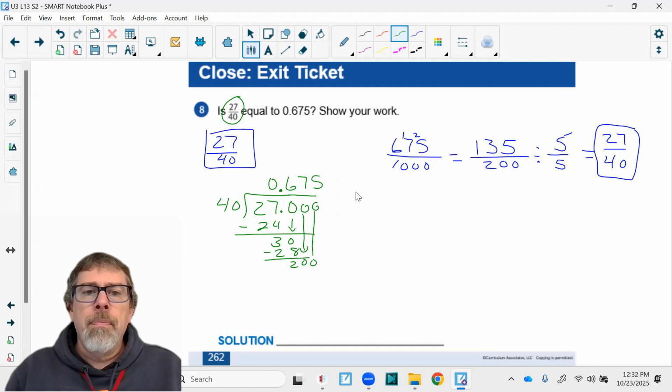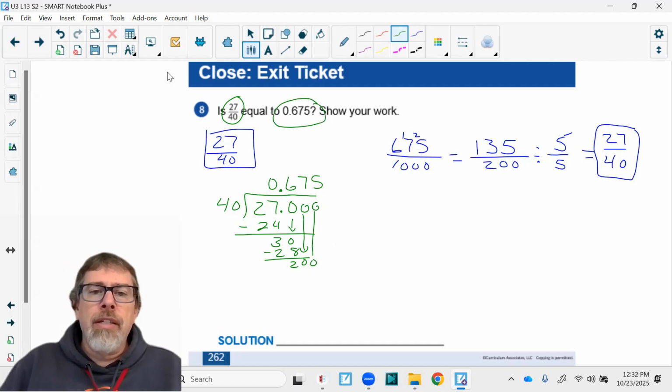Okay. Did I do that right? 6 times 4 is 24. Subtract, get 3, bring down a 0, 30. Okay, I think I brought down too many zeros, but the answer is 0.675, and it is equal. So are they equal? Yes, they are. I showed it 2 different ways.